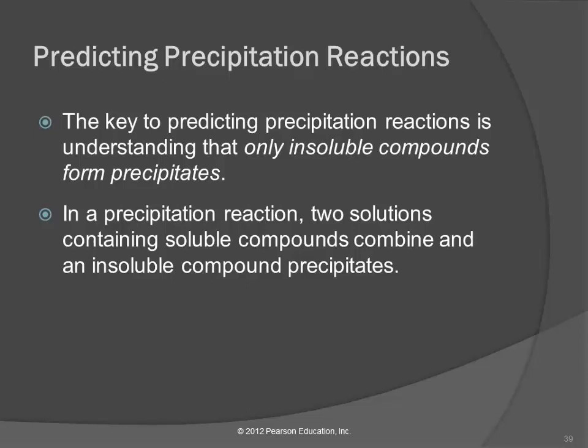So we need to learn how to predict the products of precipitation reactions and write equations for them. So important to understand that only insoluble compounds form precipitates. Only insoluble compounds form precipitates. So what we have to do is look at the possible products and determine, is either of those an insoluble compound? When we made the lead iodide, if we look that up in the chart, it's insoluble. And so we can predict that that's going to precipitate.